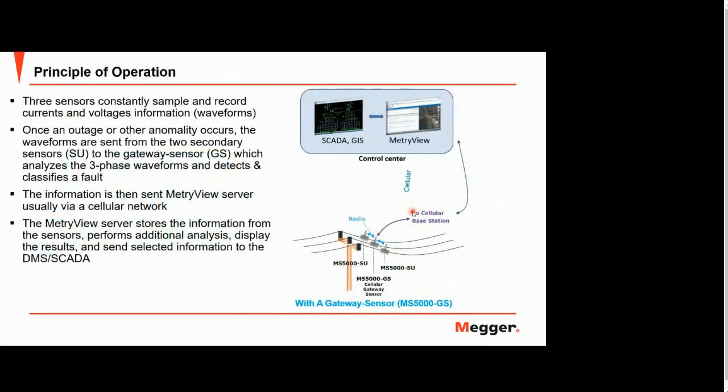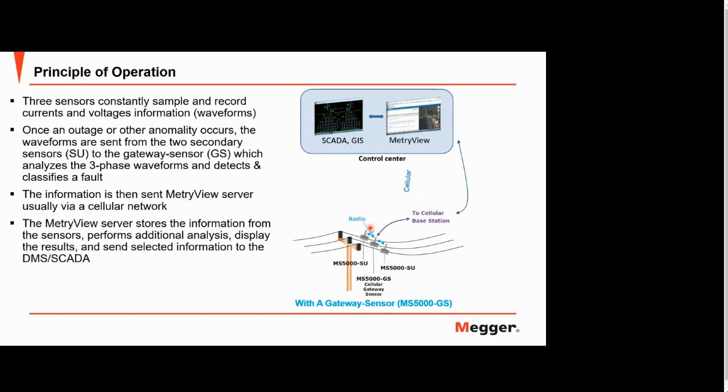So the first thing that always comes to your mind is, what is the principle of operation? Each set consists of three sensors, so we can say UVW, RYB, line A, line B, or line C, whatever name you want to use. These three sensors constantly record voltage and current information, and if an abnormality occurs in that particular network, those sensors detect it, classify what type of fault it is, and send these details to the MetroView software. Or if you already have a SCADA or any database management software, we can link to that as well.